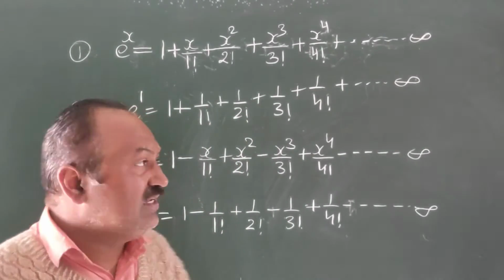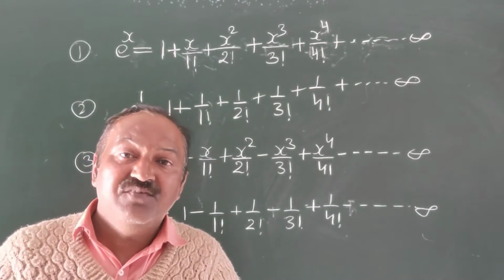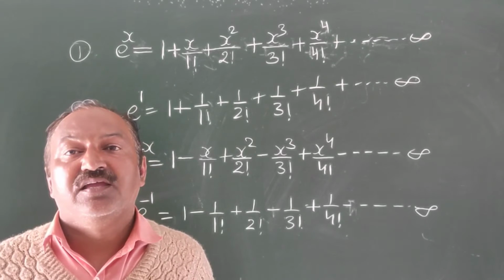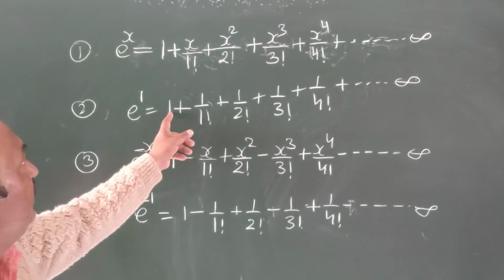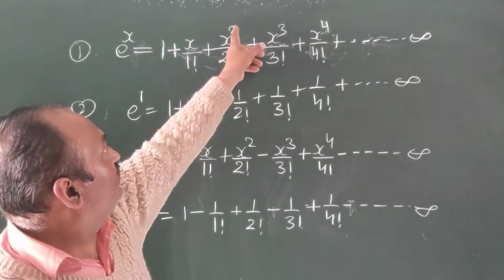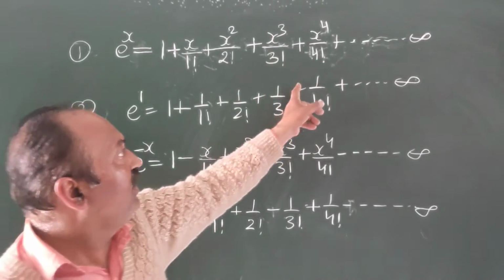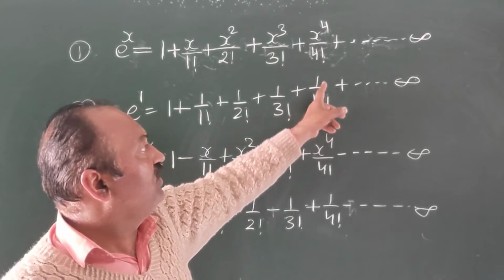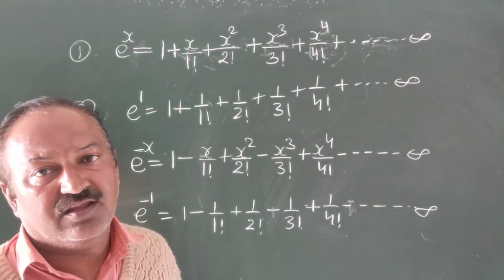और यहां से यदि हम x के स्थान पर 1 सब्स्टिट्यूट कर दें then we can find the value of e. And it is also an infinite series, that is 1 plus 1 upon 1 factorial plus 1 square, that is 1 upon 2 factorial, 1 cube, 1 upon 3 factorial plus 1 raised to power 4, 1 upon 4 factorial plus and so on up to infinity.